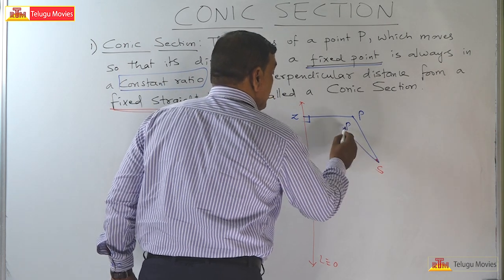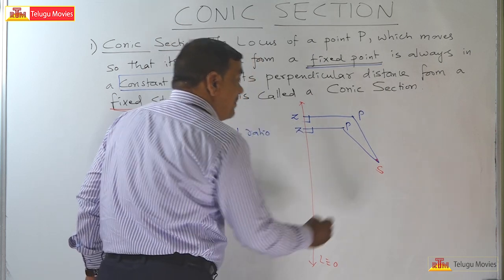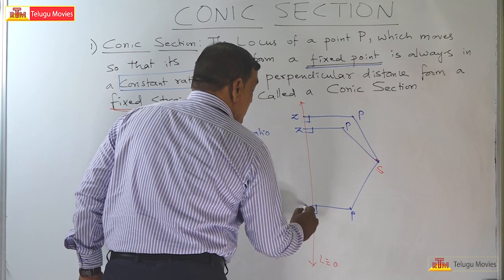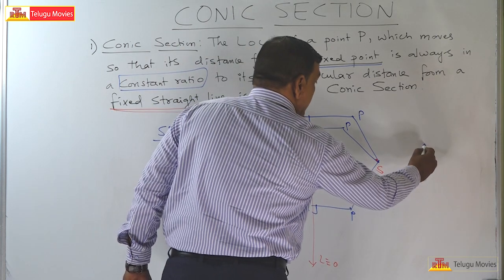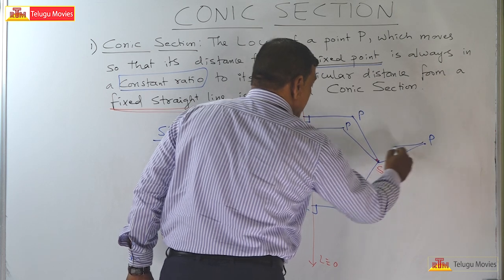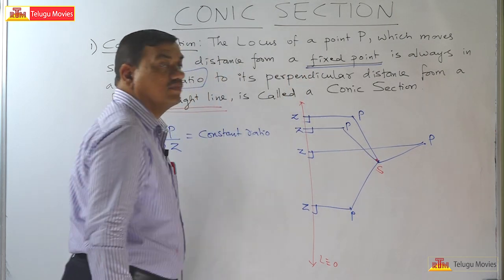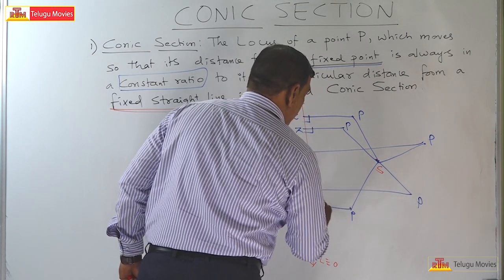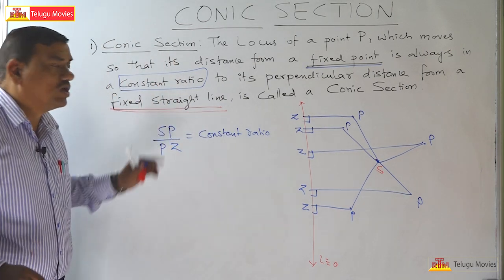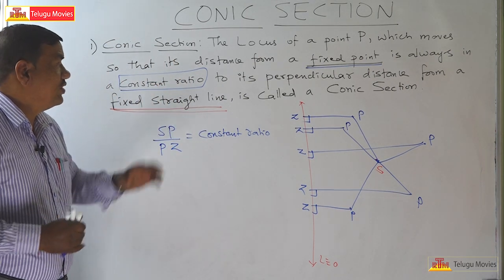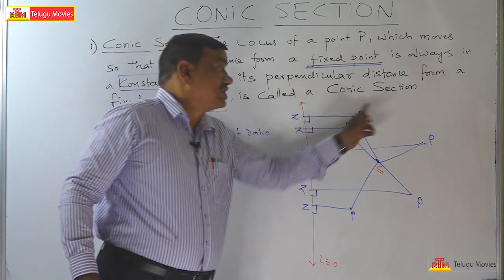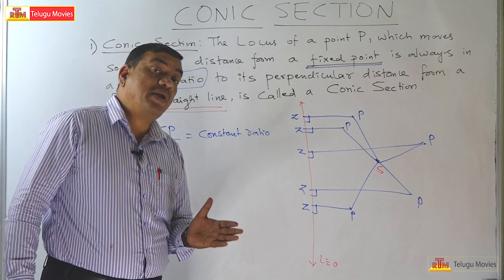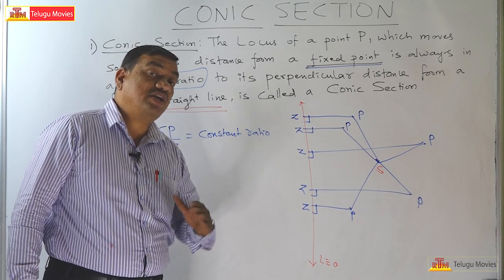So that means SP by PZ. This is P, this is Z. Your point P may be here, or anywhere, SP by PZ. So if the ratio is a constant, then the locus of this point is called a conic section. Understand? The shape may be a parabola, an ellipse, or a hyperbola.